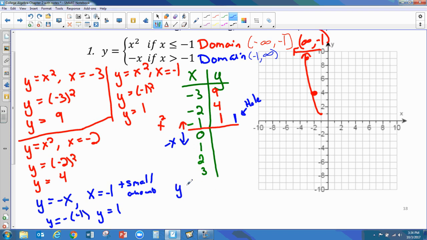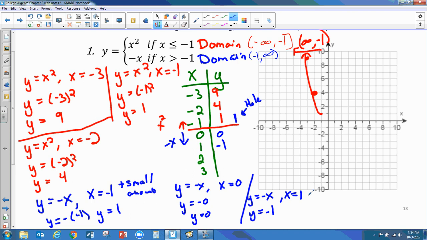Then I repeat, y equals negative x. X is equal to 0. Here's my next point. So y would be equal to negative 0, or just 0. Next one, y equals negative x. X is equal to 1. Y is equal to negative 1. Next one, y is equal to negative x. X is equal to 2. Y is equal to negative 2. Throw that right there.